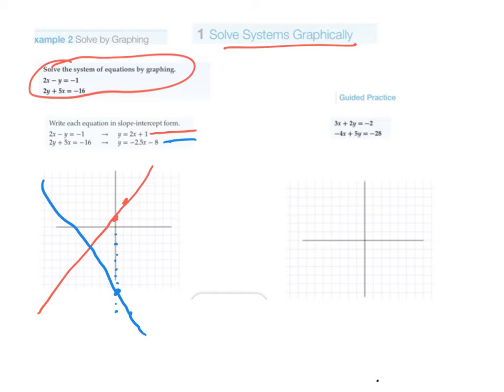And then I'm going to look at where they cross. It looks like it's roughly 1, 2, 3, 1, 2. So it looks like a negative 3 and a negative 2. And so that's my approximate solution to this problem by graphing.